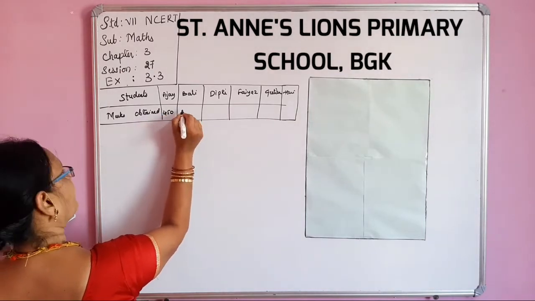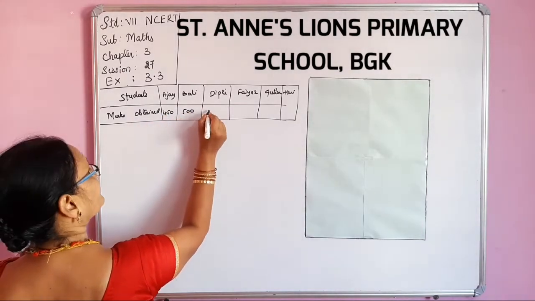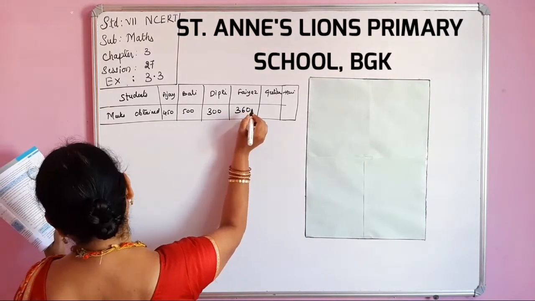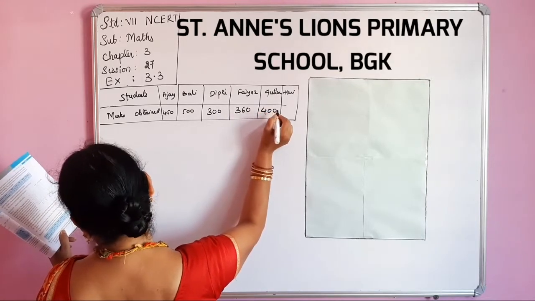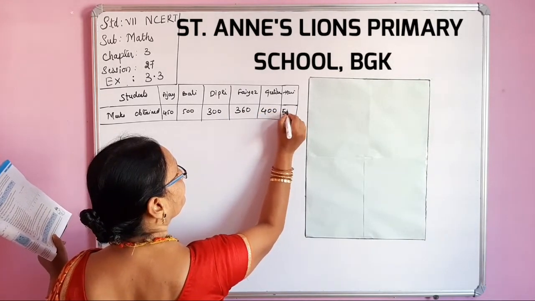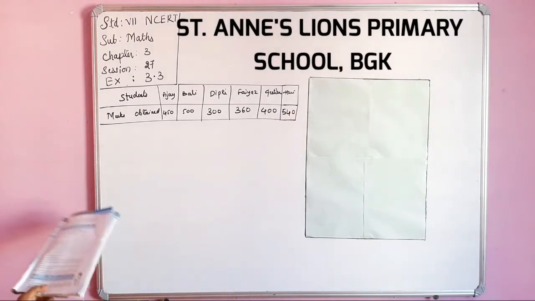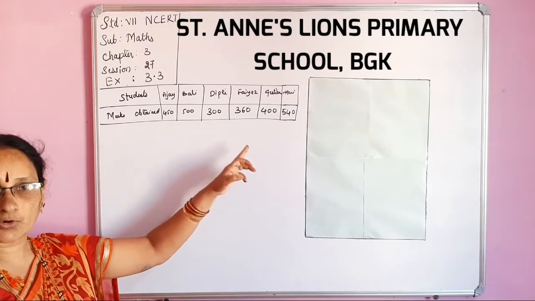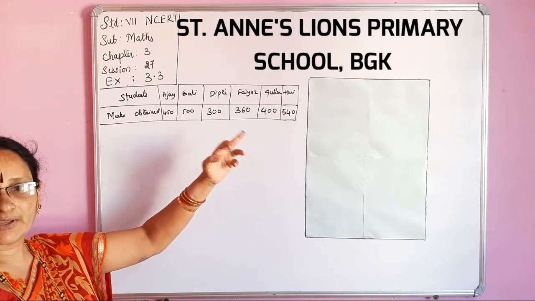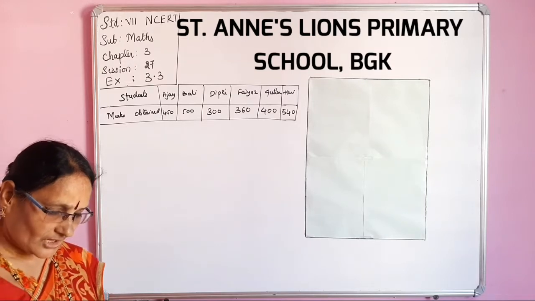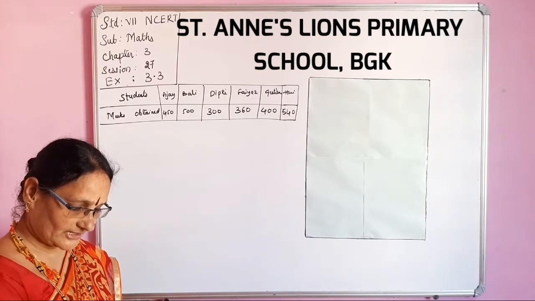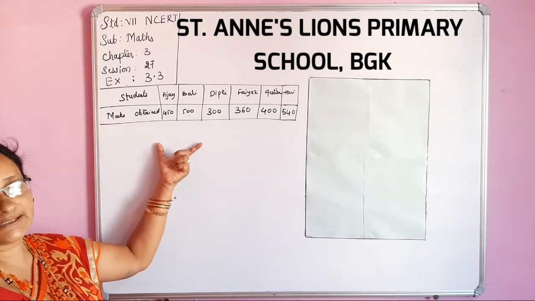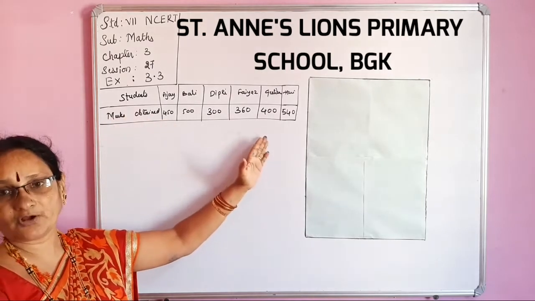450, 500, 300, 360, 400, 540. The following data gives the total marks out of 600. These are all the marks scored by the students, obtained by 6 children of a particular class. Represent the data on a bar graph. How to represent the data? This is called data on the bar graph.